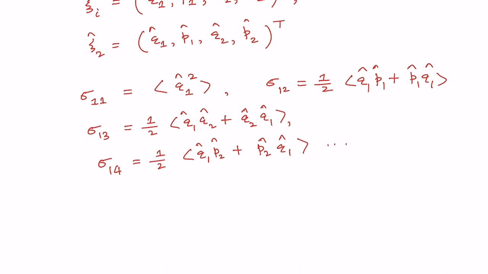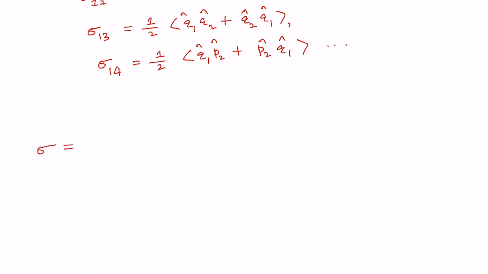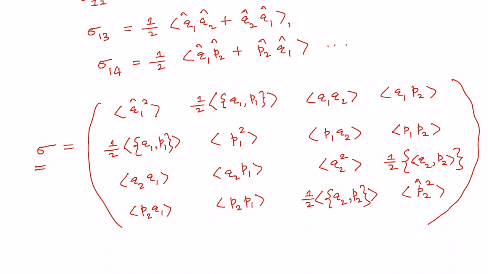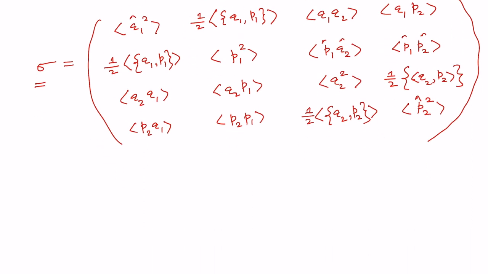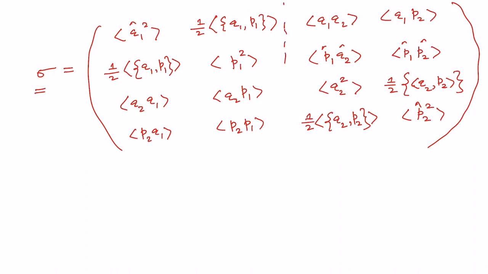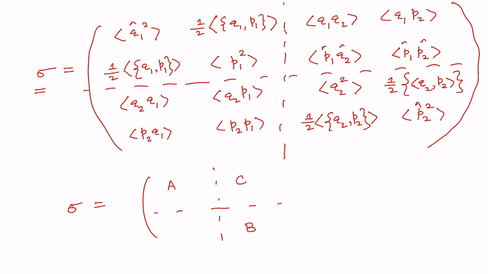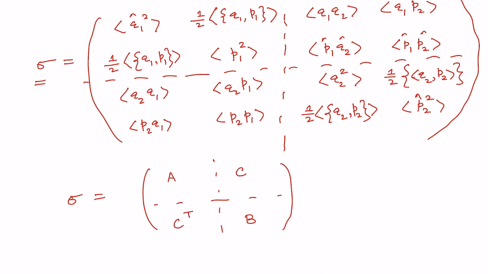So therefore I can now write down the correlation matrix σ of this type. This is the σ I have written for n equal to 2. All these are operators. In fact, this matrix can be structured in blocks. I can express σ as A here, B here, and C, and if you see, this is the transpose of this particular block. Now A and B quantify the variance of mode 1 and mode 2 respectively. On the other hand, C quantifies the correlation between A and B.